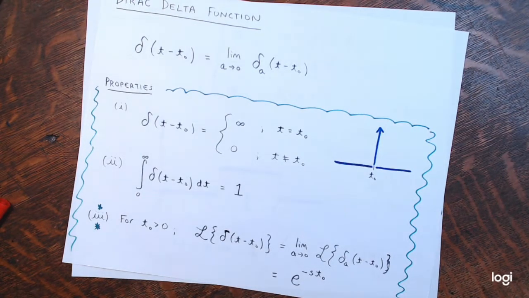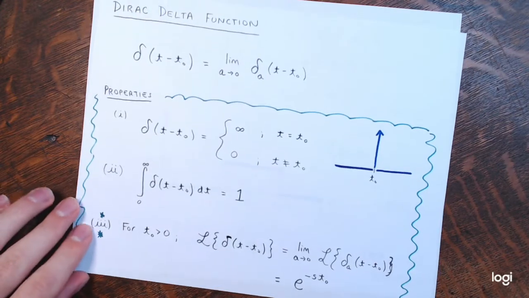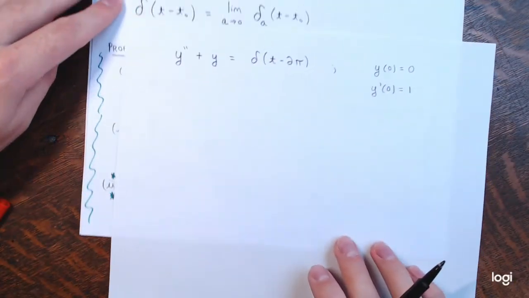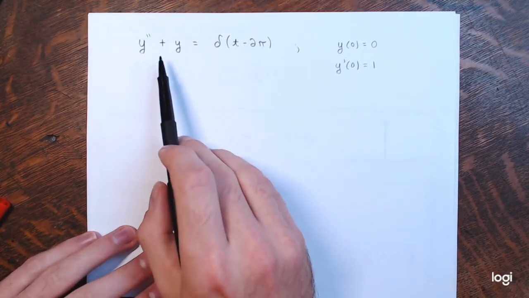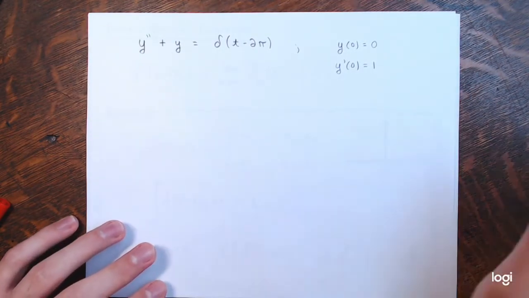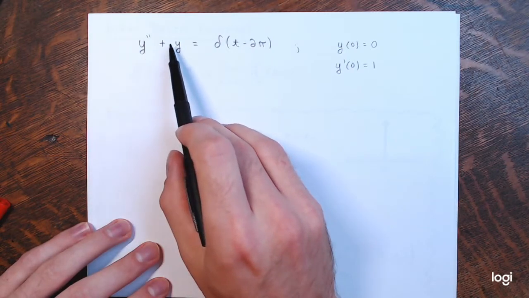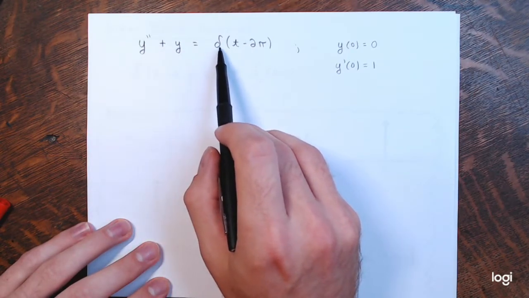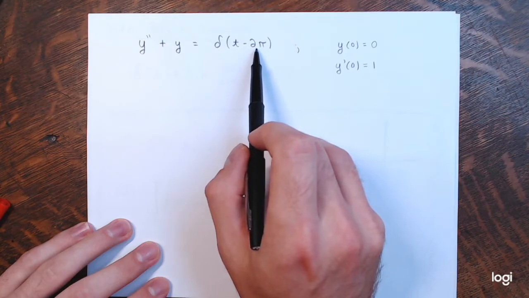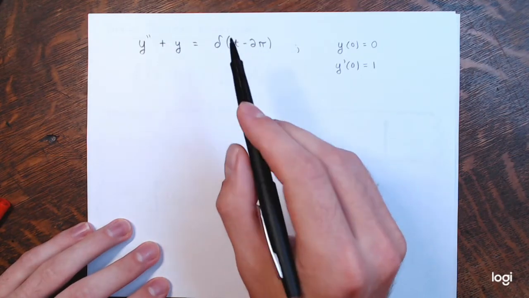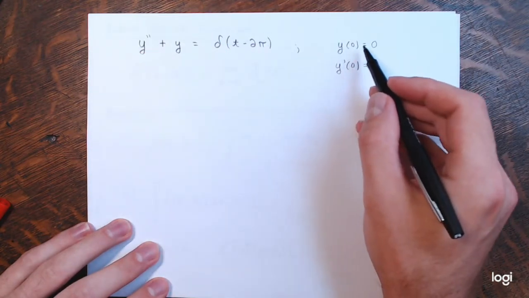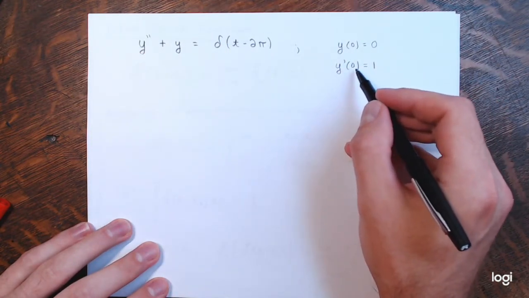All right, so my next example is a second order equation, and we're asked to find y of t. We have y double prime plus y equals the Dirac delta function at t minus 2 pi. So that t sub 0 is 2 pi here. And then y of 0 is 0. Y prime at 0 is 1.